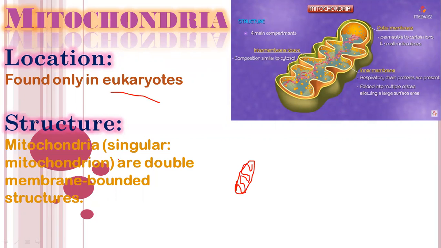Mitochondrion is singular, mitochondria is plural. It has a double membrane. One is outer and one is inner. If you see, the outer one is smooth, and that is called the outer membrane. And what is its function? It is permeable to certain ions and smaller molecules. Definitely it looks like the cell plasma membrane or cell membrane. So it allows some of the material. It's also a semi-permeable membrane.